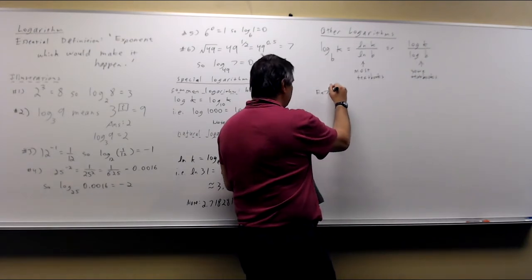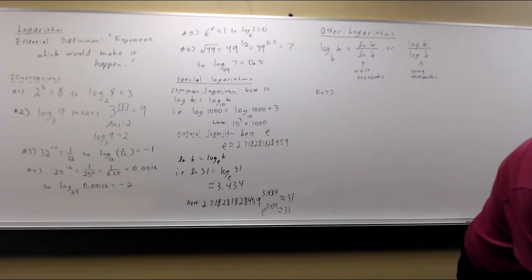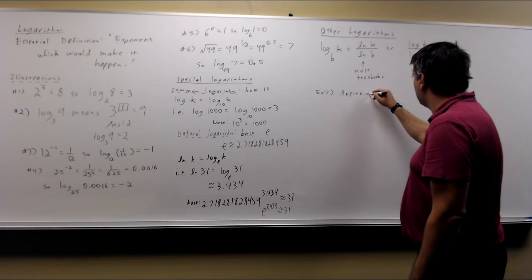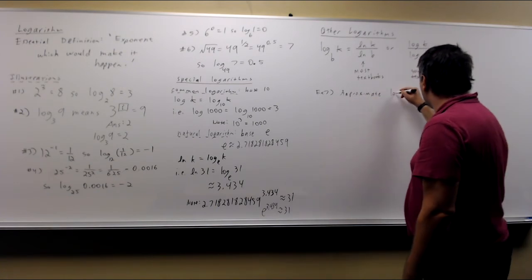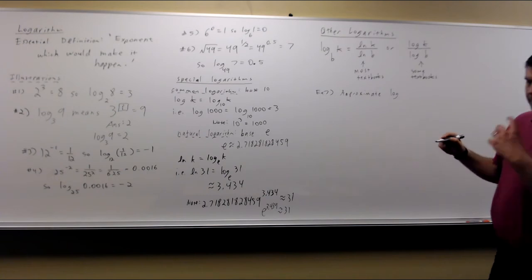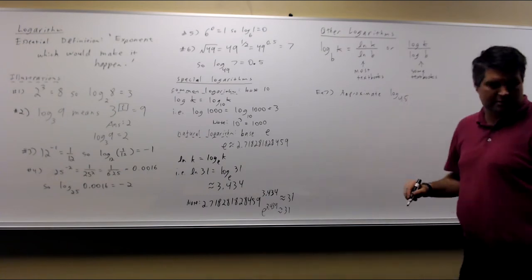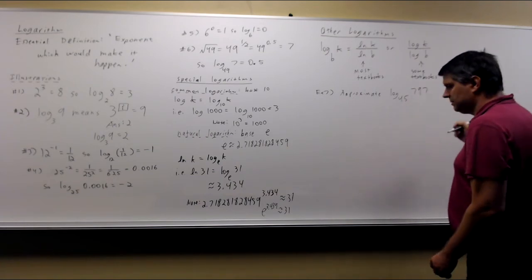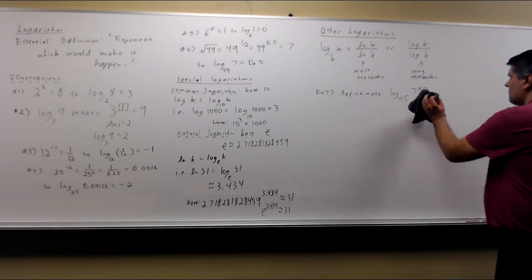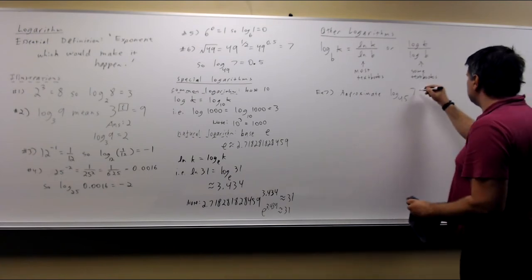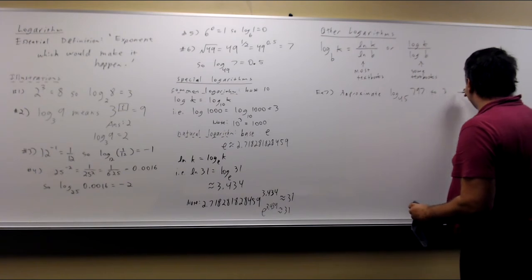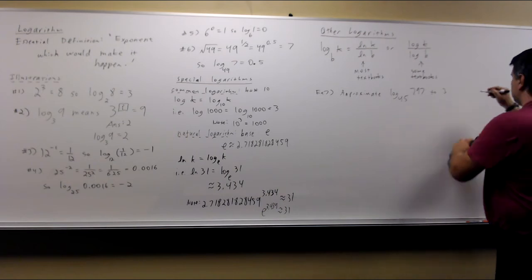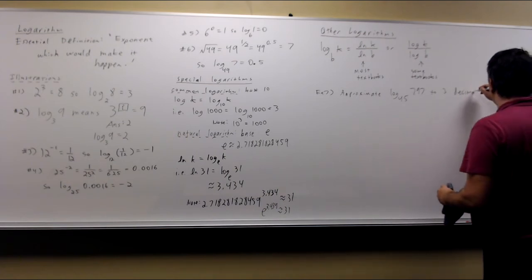Example 7. Okay, example 7. Approximate log base 45 of 797 to 3 decimal places.